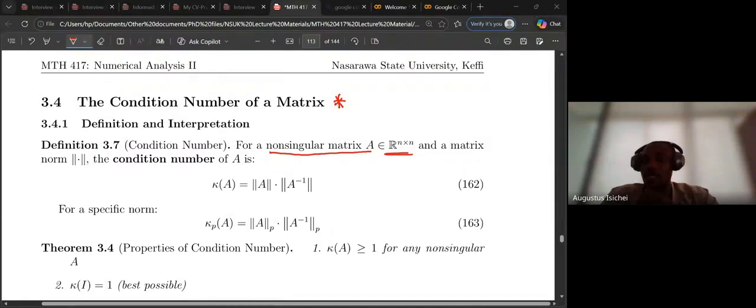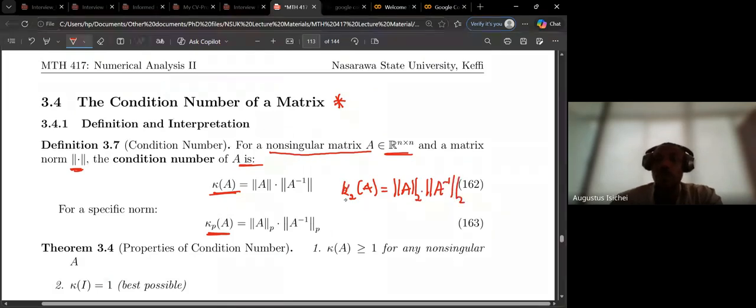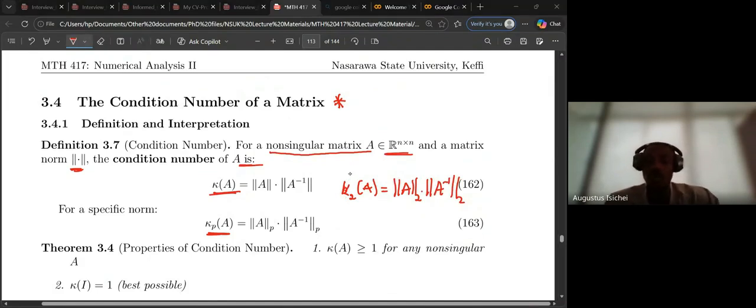And Joseph also said when its determinant is not equal to 0. That's correct. So for a non-singular matrix A in the set of n by n matrices and a matrix norm, the condition number of A, which is represented as kappa of A, is equal to the norm of A times the norm of the inverse of A. For a specific norm p, kappa_p of A is equal to the p-norm of A times the p-norm of the inverse of A. When we say specific norm, it can be kappa_2 of A, that's equal to the L2 norm of A times the L2 norm of the inverse of A. It can be L1, it can be L infinity. That is what we mean by specific norm. All right, that's how it's defined.